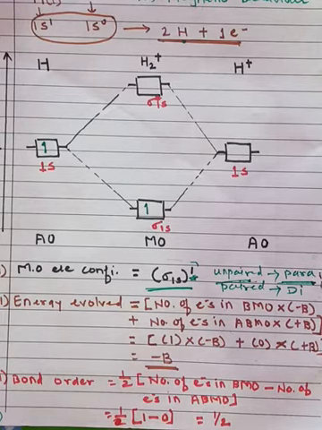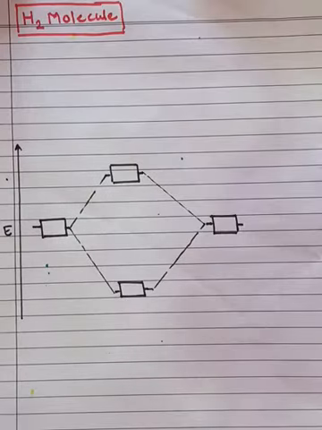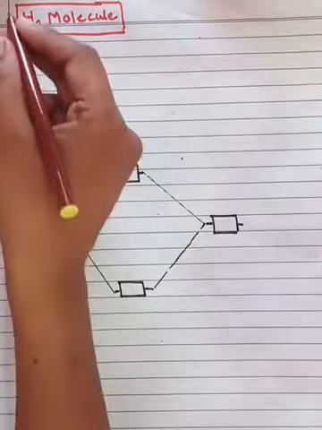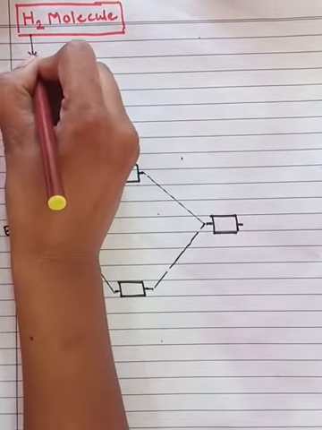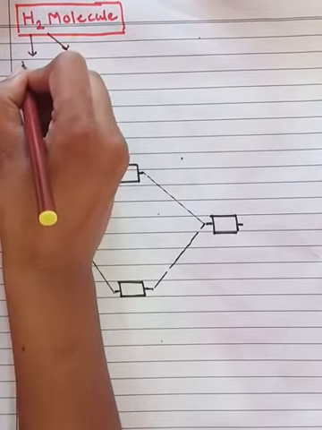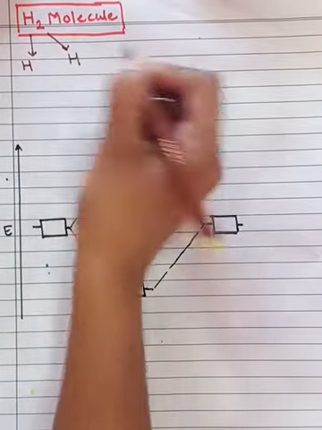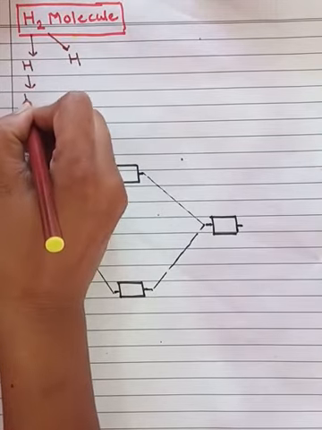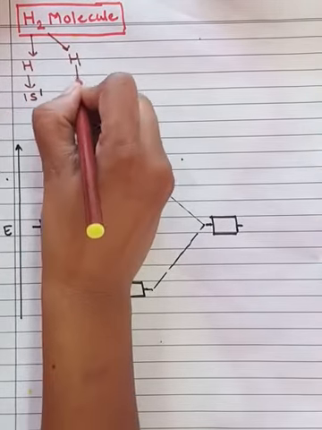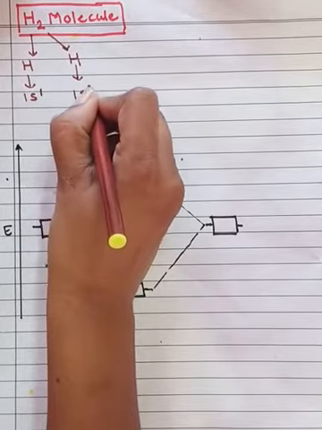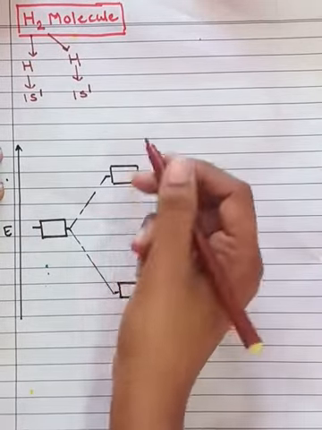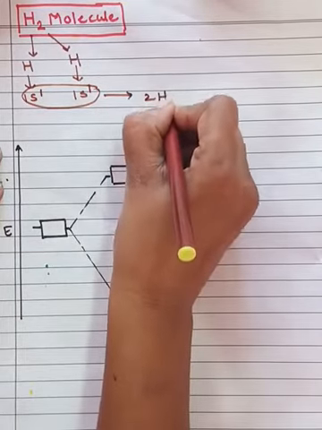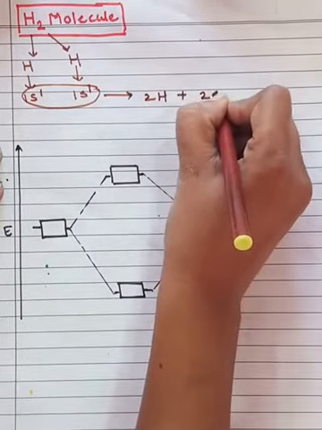Let us move to the next one, that is the H2 molecule. So our second is the H2 molecule. The structure of the H2 molecule shows that it consists of two hydrogen atoms. This is the first hydrogen atom and this is the second hydrogen atom, both having atomic number 1. That's why the electronic configuration is 1s1. First hydrogen has the electronic configuration 1s1, and the second also has 1s1. So in total the H2 molecule consists of two hydrogen atoms and there are two electrons.